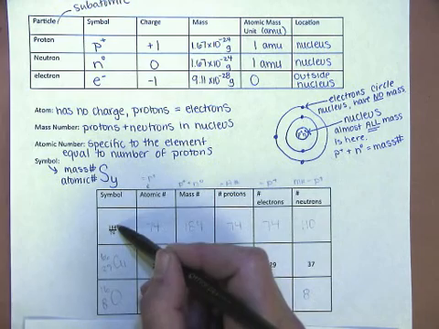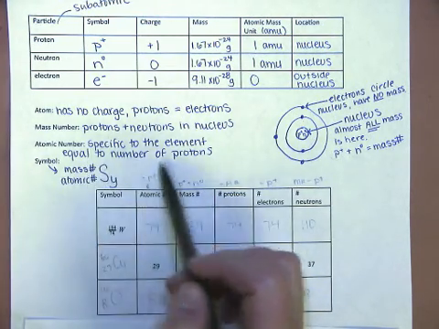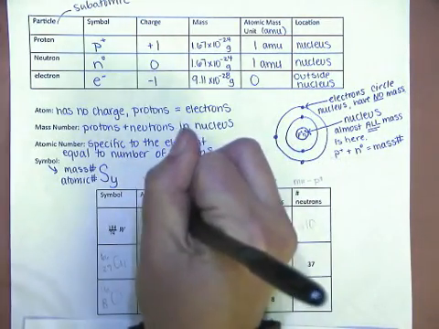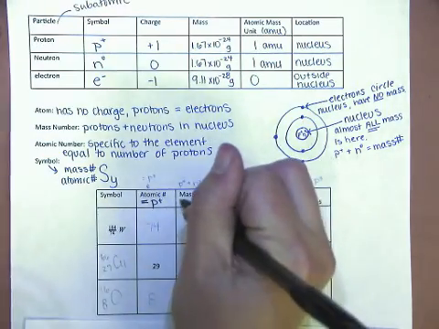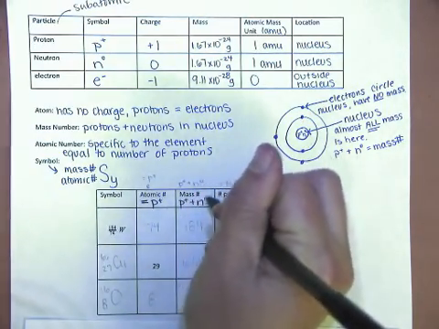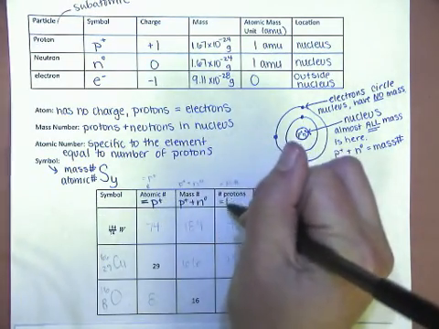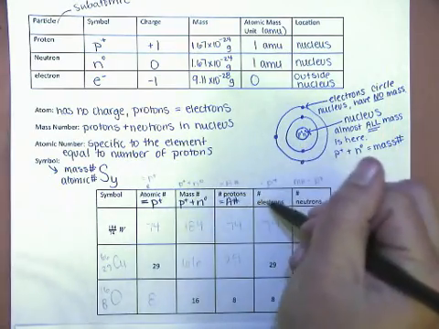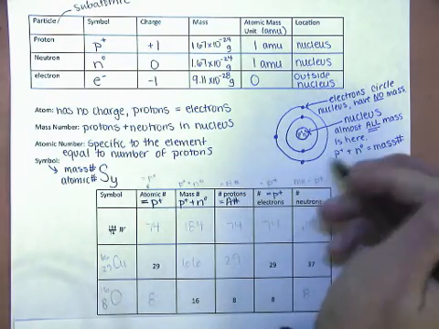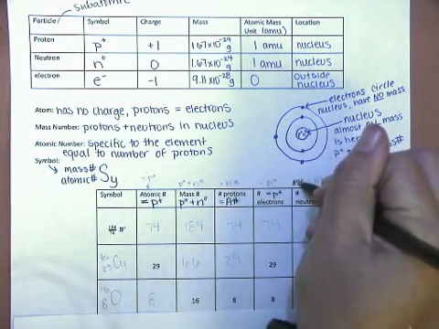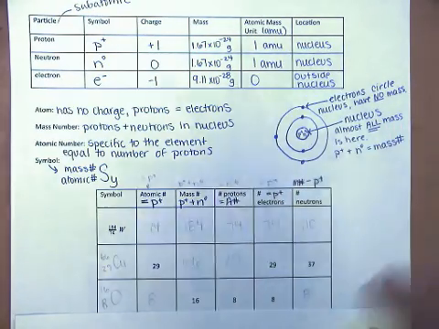I'm told I have the symbol of 184 over 74 W. My atomic number, I know from above, is equal to my number of protons. So I'm going to write the atomic number equals my number of protons. My mass number is equal to the number of protons plus my neutrons. My number of protons is equal to my atomic number. My number of electrons in atoms is equal to my number of protons. And my number of neutrons is my mass number minus my number of protons, because protons plus neutrons make my mass number.